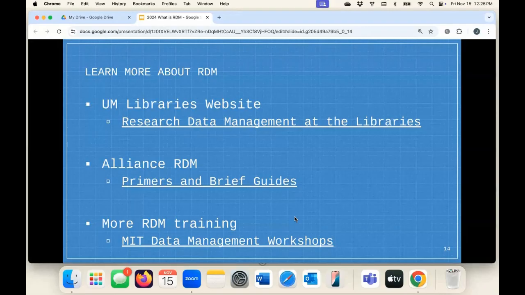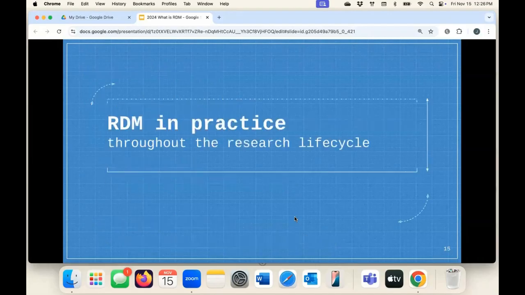One thing that I kind of like is that MIT has some nice workshops and they share all their slides. So if there's something more specific that you're looking for that we don't get into here, that's another option for you. Okay. So now we're going to shift gears a little bit and talk about RDM in practice.